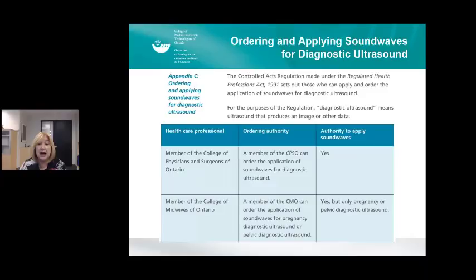Here we are for sound waves for diagnostic ultrasound, Appendix 6. A member of CPSO can order the application of sound waves and also has the authority to apply. A member of the College of Midwives has the authority to order the application of sound waves for pregnancy diagnostic ultrasound or pelvic diagnostic ultrasound. And they also have the authority to apply sound waves for pregnancy or pelvic diagnostic ultrasound.